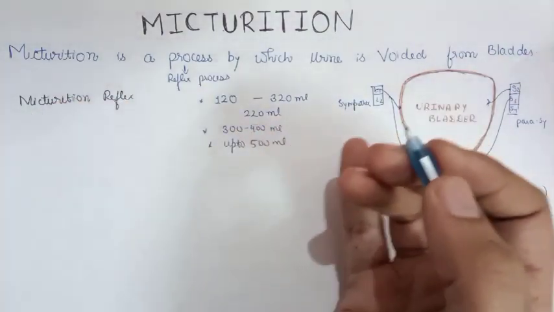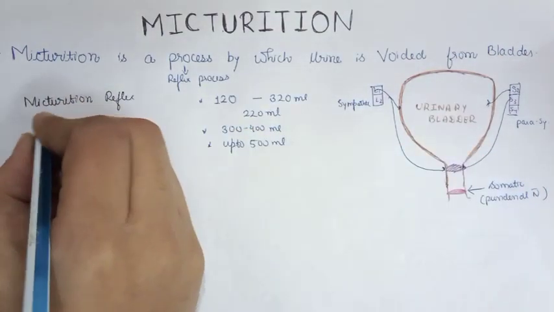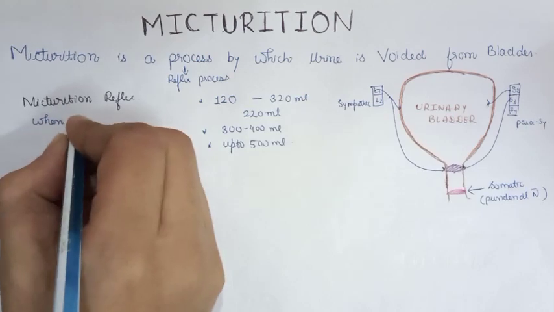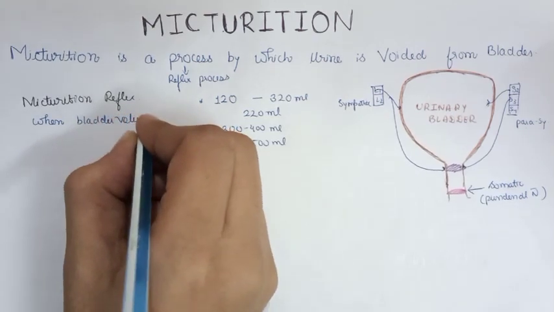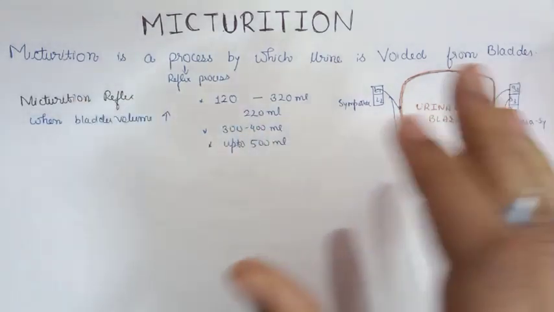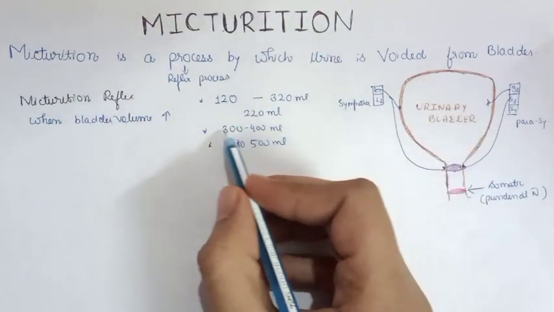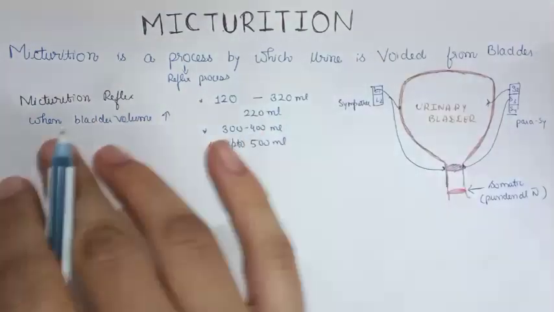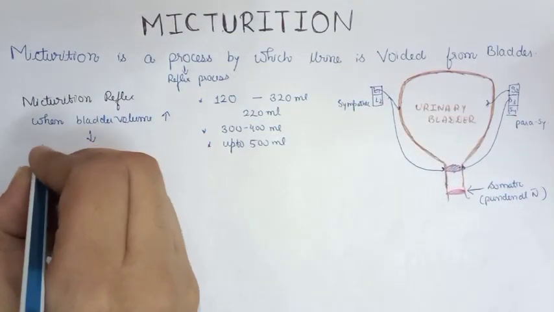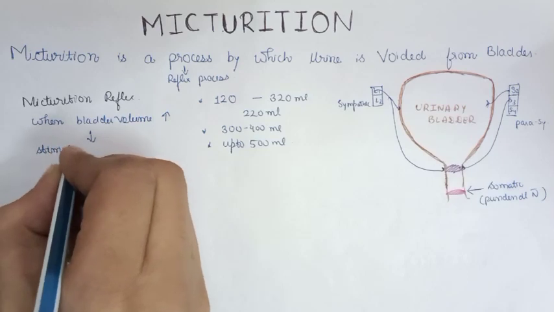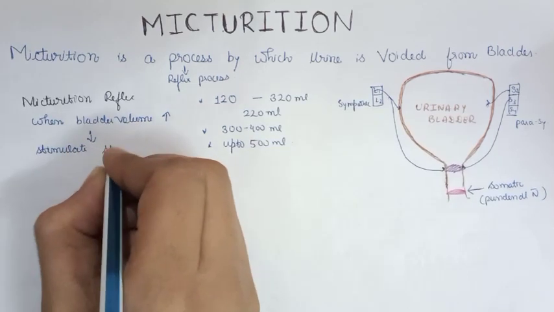Now when the micturition reflex starts, when bladder volume increases, when this volume increases it will exert pressure, when the volume is around 300 to 400 ml. So it will stimulate the stretch receptors.